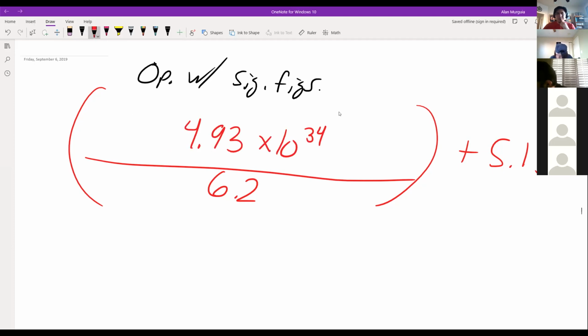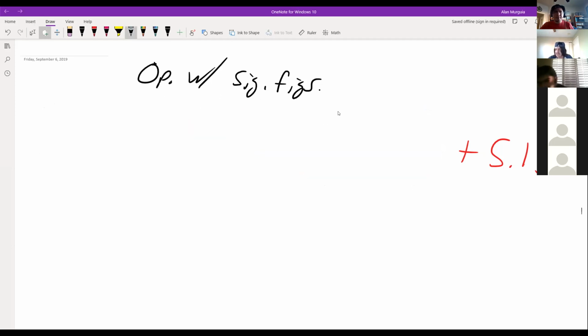Now that I have that, what can I do next in my mixed operation? Divide by 6.2. So I divide by 6.2, and what does that give me? 7.9 times 10 to the 33. You said 2 sig figs there. Why am I only keeping 2 sig figs? Because it's a division, so we have to keep the smallest number of sig figs, which is 2. Yes, exactly.